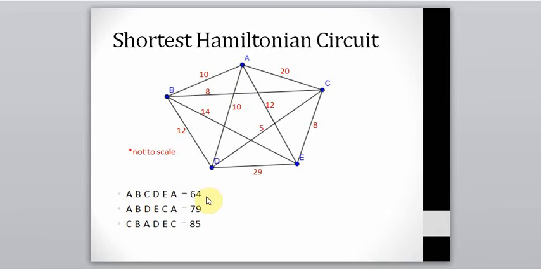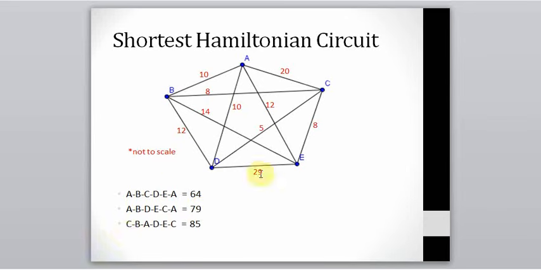So let's try another Hamiltonian circuit out of this figure. From A to B, that's 10. Then B to D, that's 12. To E, that's 29. To C, that's 8. Back to A, that is 20. And that sum is 79. So the measurement now is higher than the first Hamiltonian circuit.